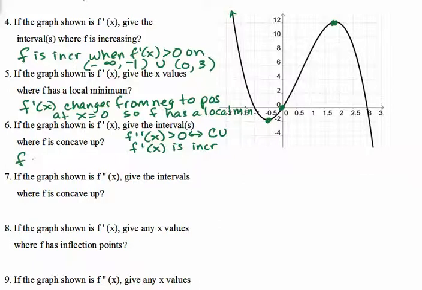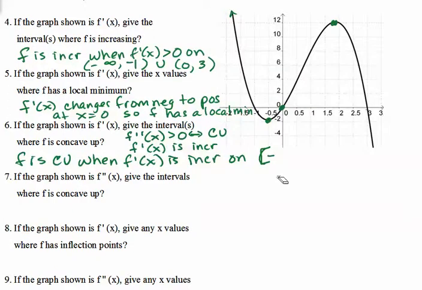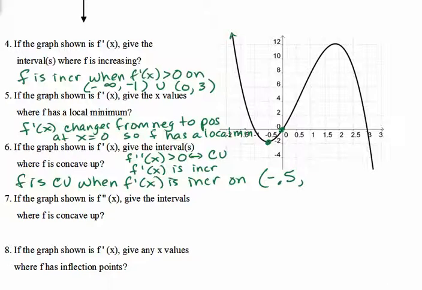All right, so f is concave up when f prime of x is increasing, and that we're going to say is on the open interval negative 0.5 to, what did I decide that was? I don't know if that's 1.5 or 2. I'm going to go ahead and say 1.75. So you can decide what that looks like.